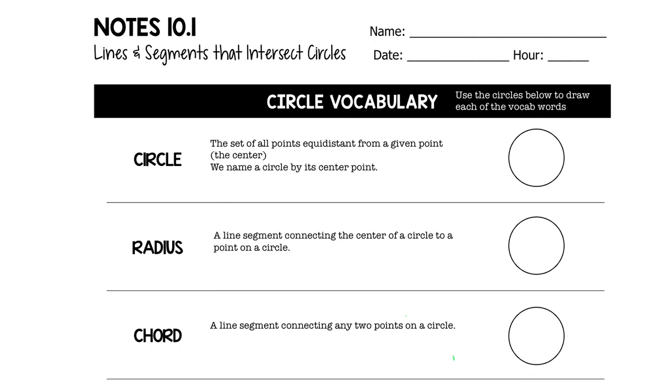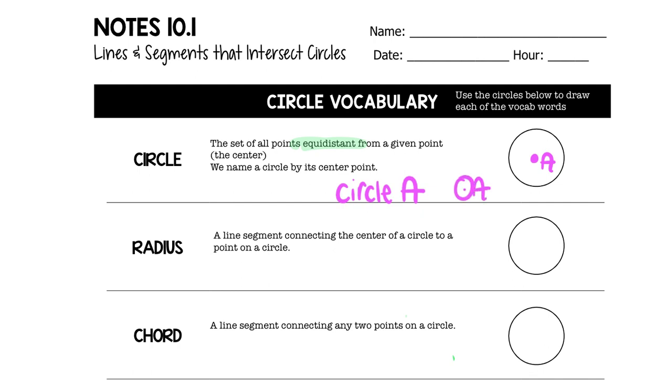So a circle, we all know what a circle looks like. Here's the actual definition of a circle. It's the set of all points equidistant, and that word means exactly what it sounds like, equal distance, from a given point, which is the center. We name a circle by its center point. So I'm just going to add a point in the center of the circle, and points are always named with capital letters, so I'll call that point A. Therefore, this would be circle A. Sometimes when people are naming circles, you might see it written like this, also meaning circle A.